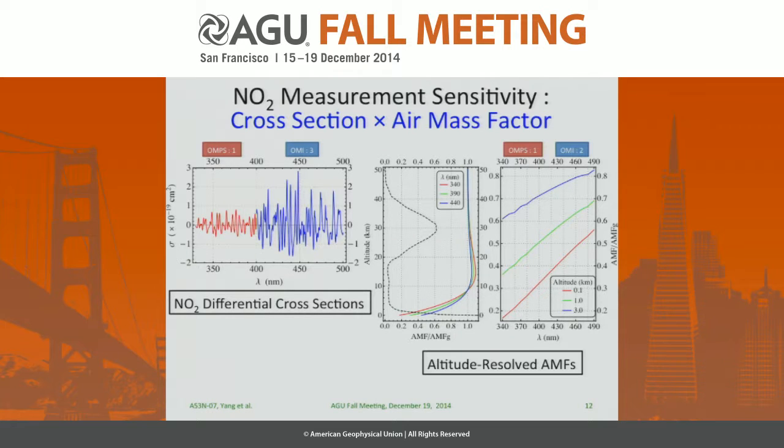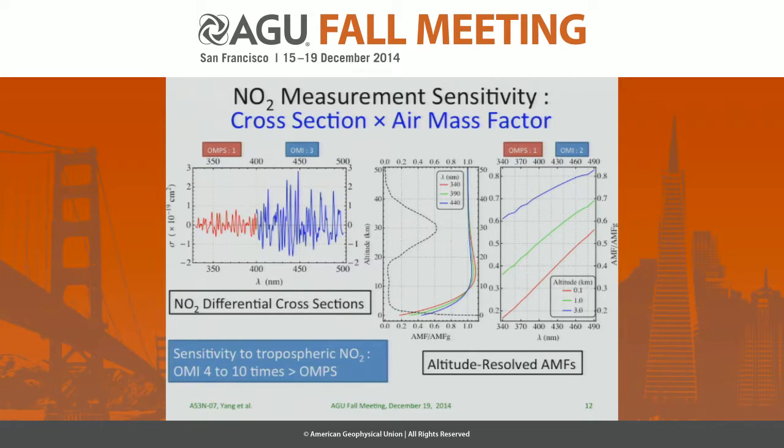photon path length, which has a strong dependence both in terms of wavelength as well as a function of altitude. So combining these two, we expect that ARMS will have much less sensitivity to the tropospheric NO2 compared to OMI. So we expect OMI to be 4 to 10 times higher than ARMS.